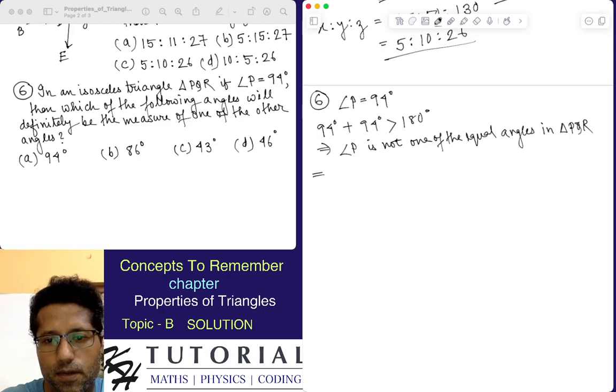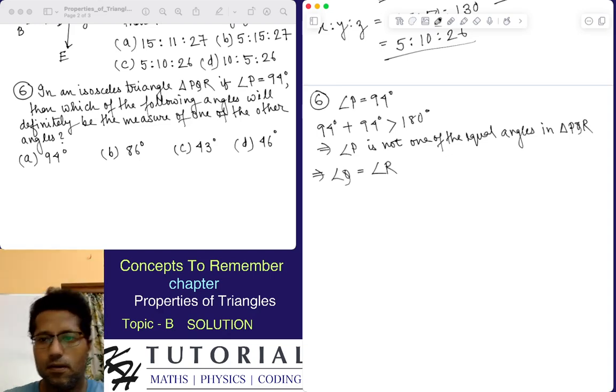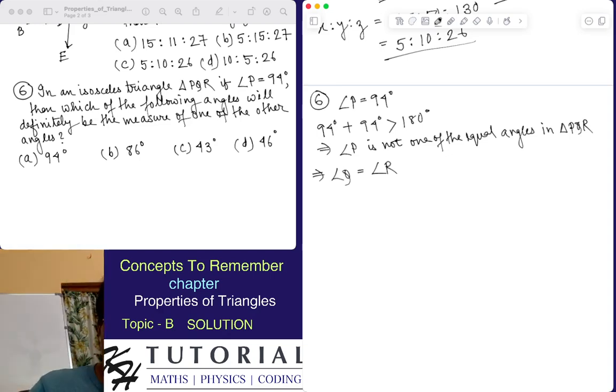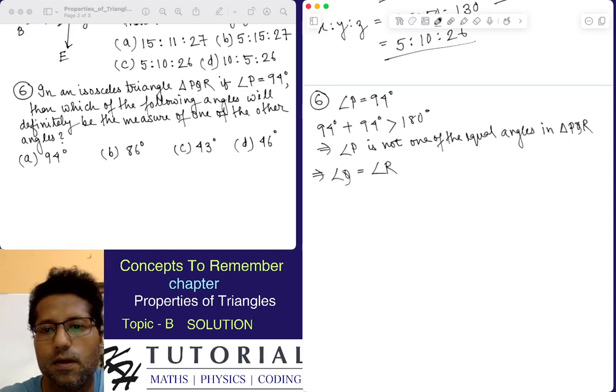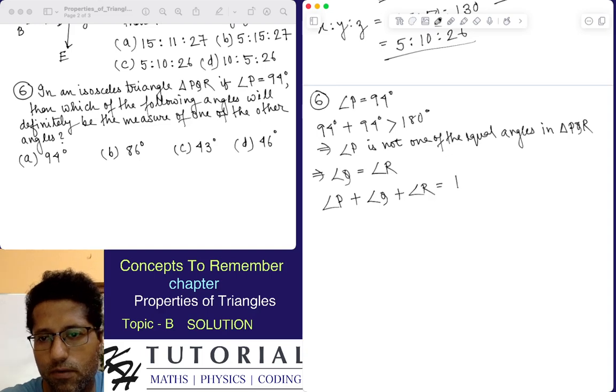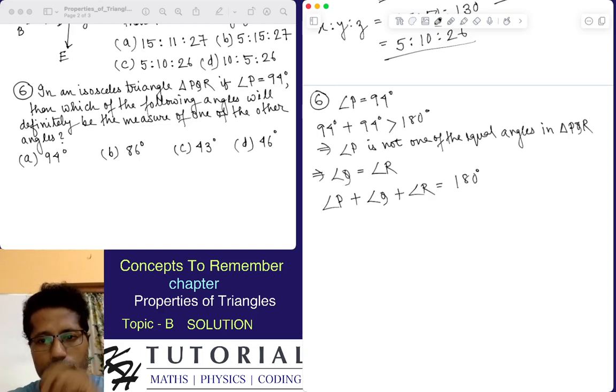Definitely this implies angle Q is equal to angle R. The other two angles are equal. It has to be equal because the triangle is an isosceles triangle. Okay, now we also know that angle P plus angle Q plus angle R, the sum of three angles of a triangle, should be equal to 180 degree.